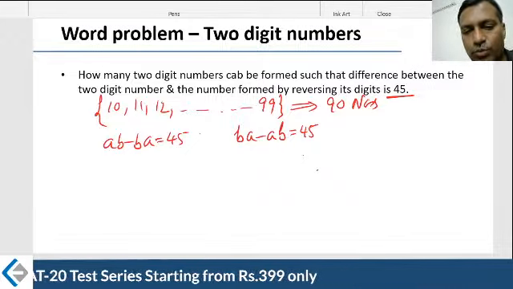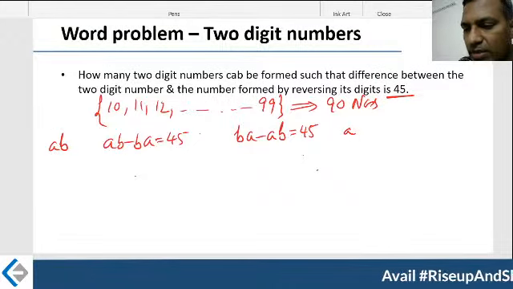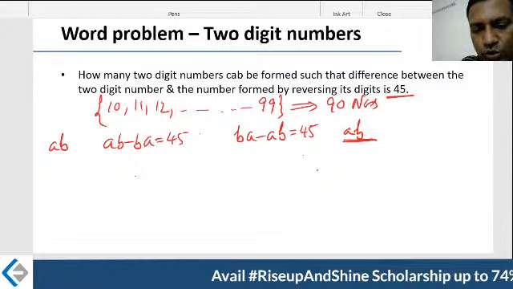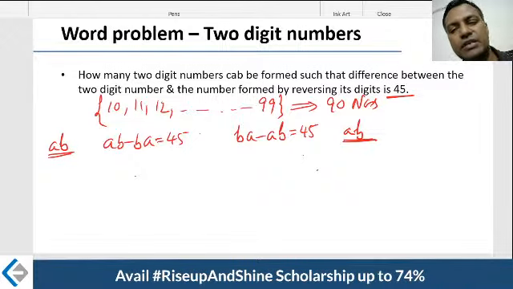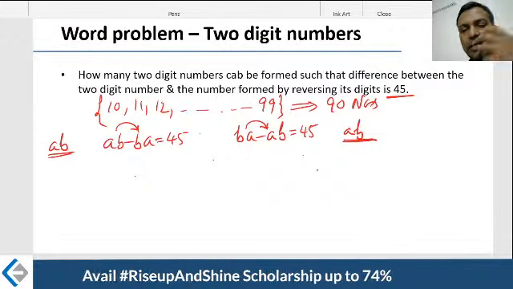Correct. Now these are the two possibilities. But what are my numbers? My 2-digit numbers are AB only. I am asking you to shortlist the 2-digit number. If the original number is bigger, then it is AB minus BA. What if after reversing the number is bigger? Then it is BA minus AB, because the reverse has got bigger.